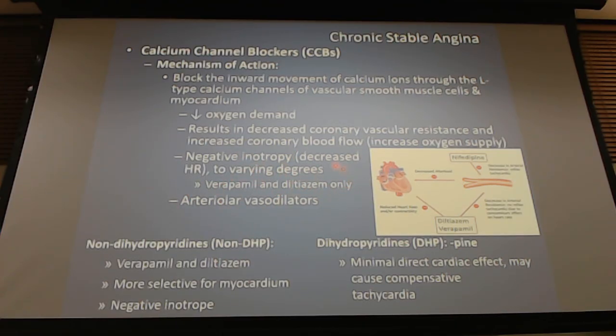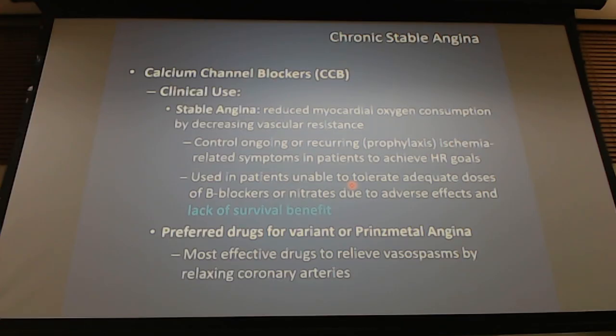Looking at our inotropy, remember our VRAP and our DILT were our ones that were non-dihydropyridine or non-DHP. Those were the ones that also had the effect on the heart, okay? So that's why you see that's the only ones that you're going to get that negative inotrope effect from. Our clinical use, okay, so essentially what we are saying is that we are decreasing our vasculature resistance, and therefore we have less O2 requirement. We're decreasing the consumption that we need.